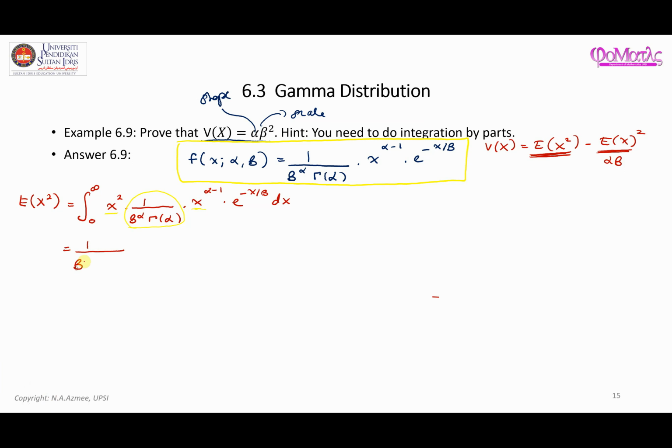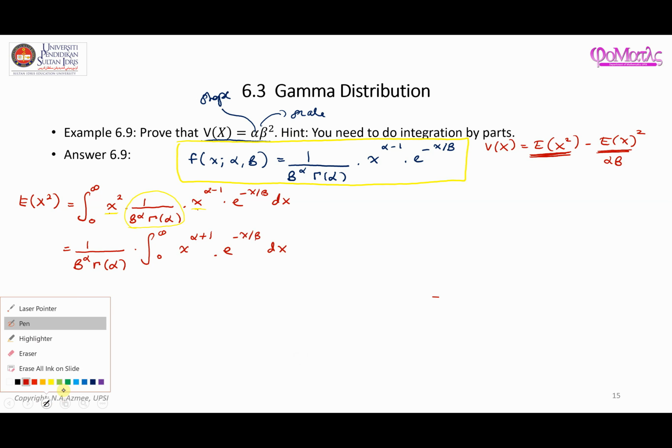So we have 1 over beta to the alpha, gamma of alpha, and then if you combine these two x's together, the result is going to be x to the alpha plus 1. And then here we have e to the negative x over beta dx. Now for this part, we need to solve it using integration by parts.